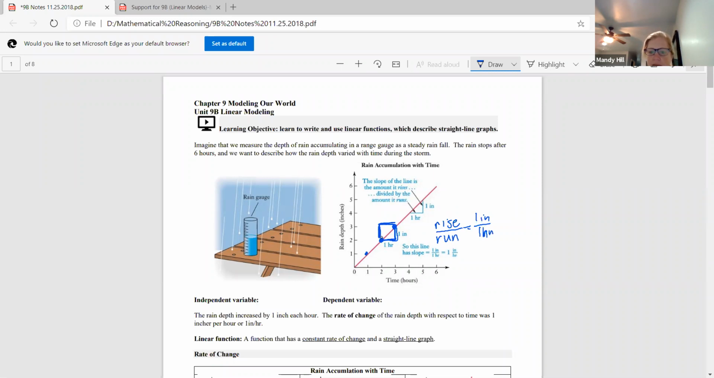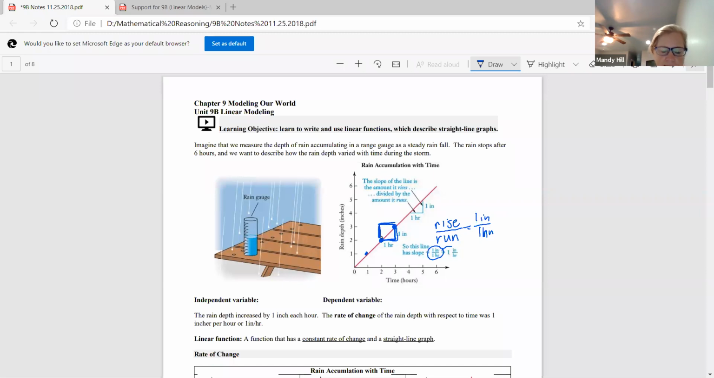That is how they come up with 1 inch over 1 hour, which is our rate and also our slope, which are very similar. In fact, they're the same thing. Sometimes we talk about them in a slightly different manner, but slope and rate go together. So basically, our slope is 1 inch every hour, and that's also our rate.